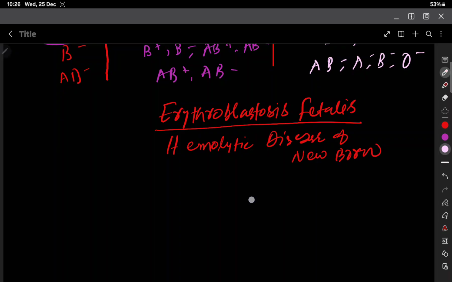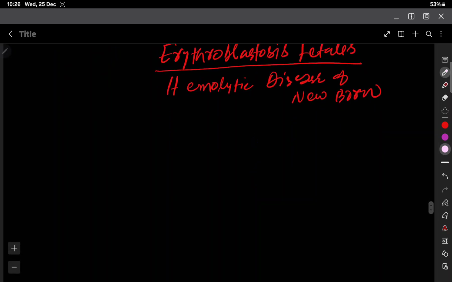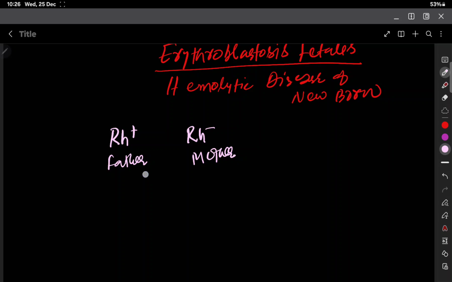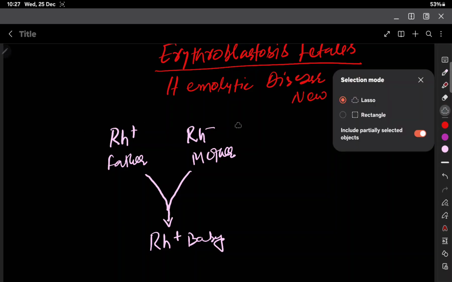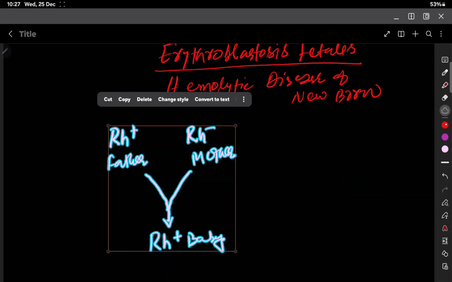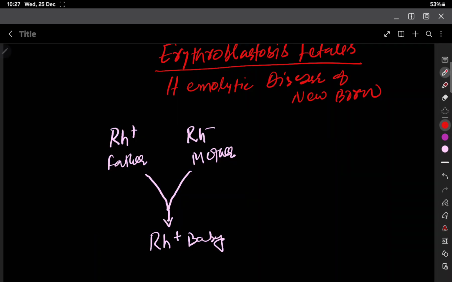For example, we have a father and mother. For example, we have an RH positive father and RH negative mother, and during pregnancy they give rise to a baby, and I am taking the example of an RH positive baby. So father is RH positive, mother is RH negative. One of them is positive, one of them is negative.